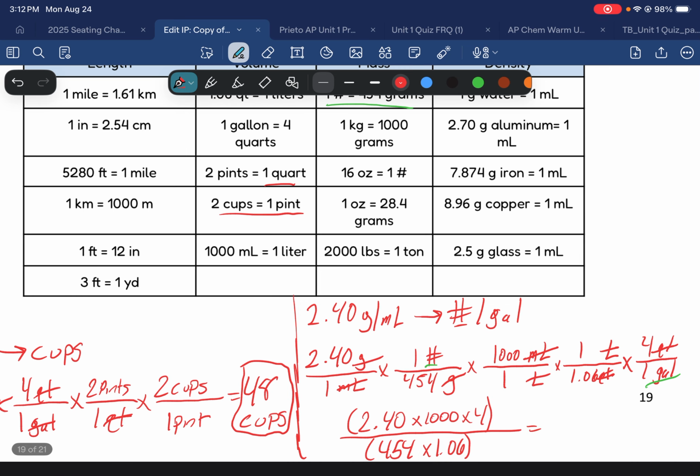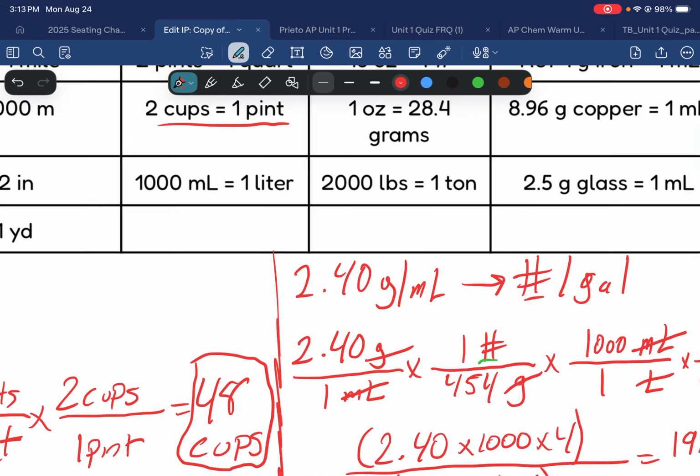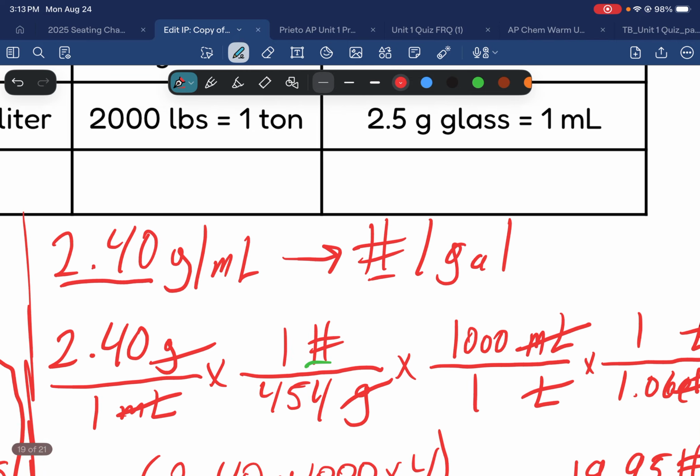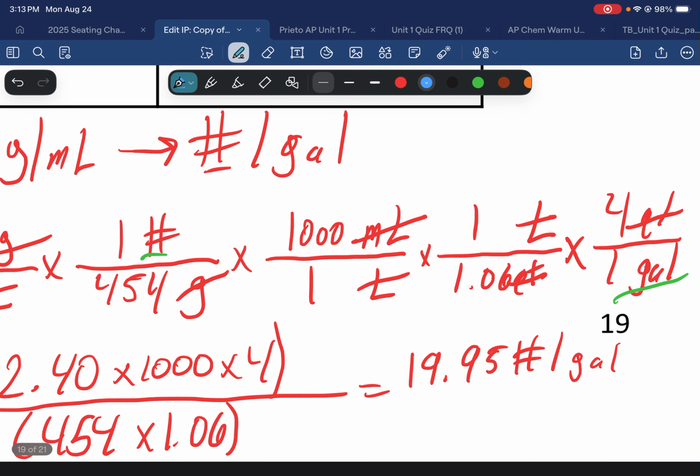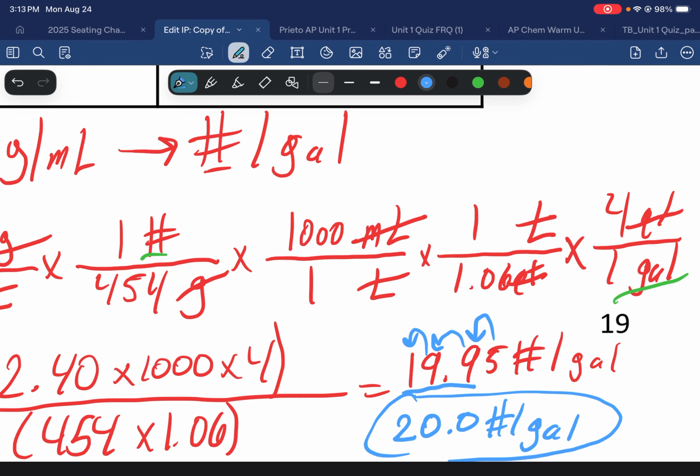So, without sig figs, it could come out to this, 19.95 pounds per gallon. 3 sig figs is what I started out with. 3 is what I need. So here is 3 sig figs. 5 is going to round the 9 up. 9 is going to round the 9 up. 9 is going to round the 1 up. So that leaves me with 20.0 pounds per gallon. There's your sig figs right there. 3 significant figures.